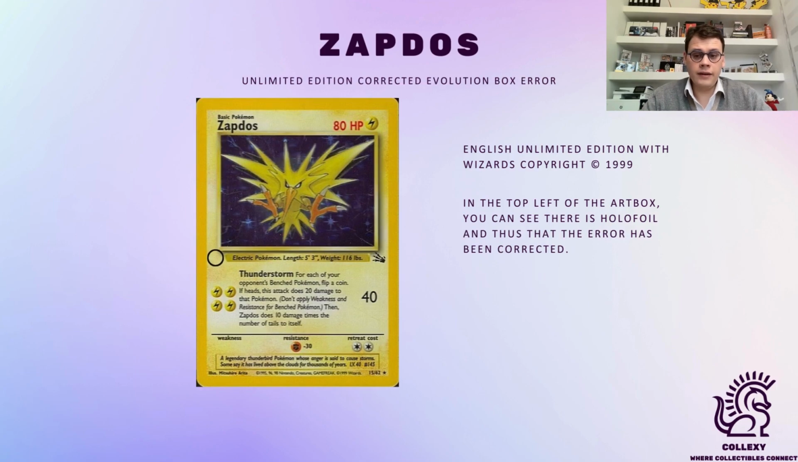So with this variant, it's very identical to the previous one, except that the evolution box error has been rectified here. So in the top left corner of the art box, you see that there is holofoil and that there is no evolution box visible anymore.